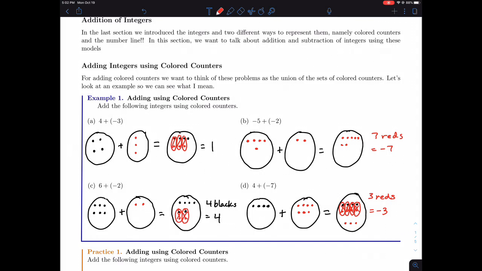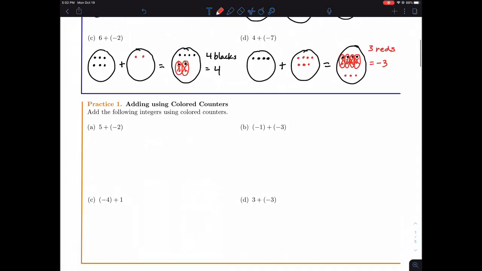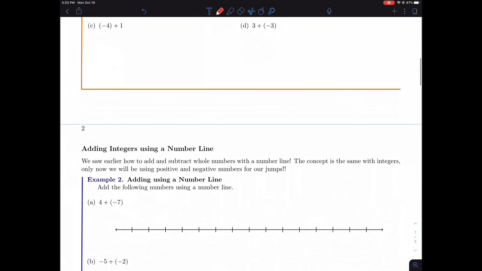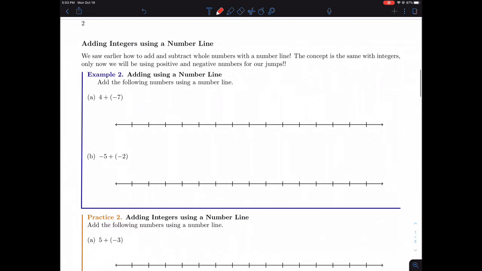All right, perfect. So pause the video at this point. I want you guys to do practice 1 the exact same way. So again, draw out your sets, union them together, combine them into one big circle, pair up any blacks and reds, and zero out as many things as you possibly can. And then when you're done, come on back and we'll talk about additions with number lines.